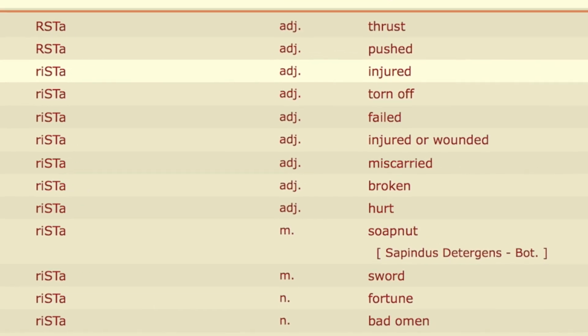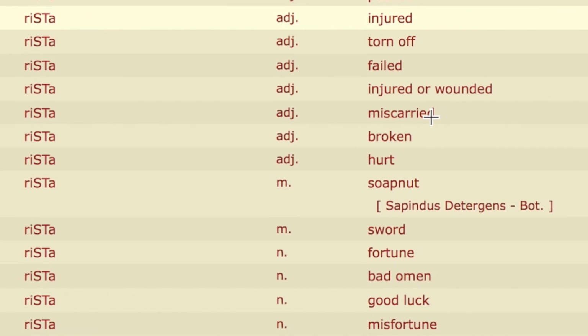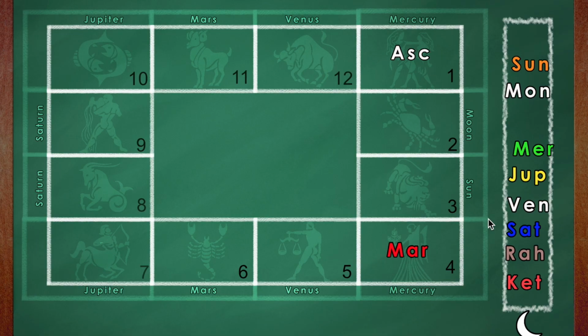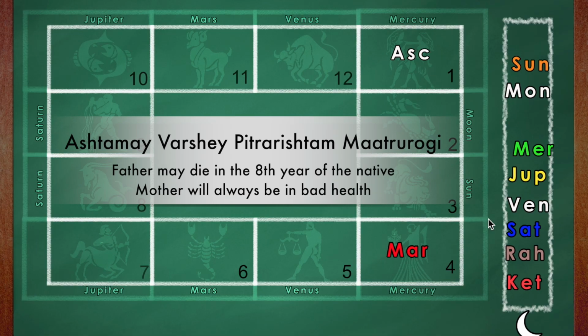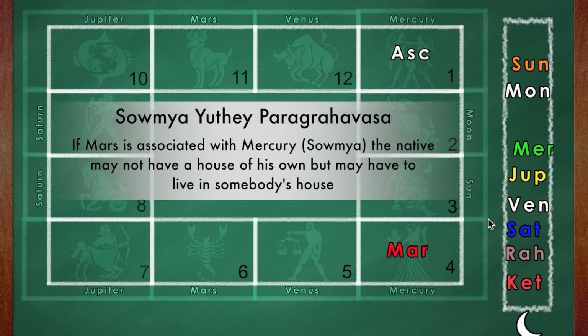And you see here like injured or wounded, broken, bad omen, misfortune. So many meanings are there. So it looks like it need not be the death of the native's father. It is also possible. And the other word is matru rogi. The mother of the native will always be in bad health. Quite easy to understand.